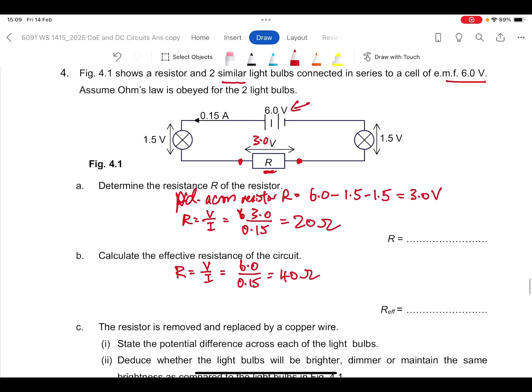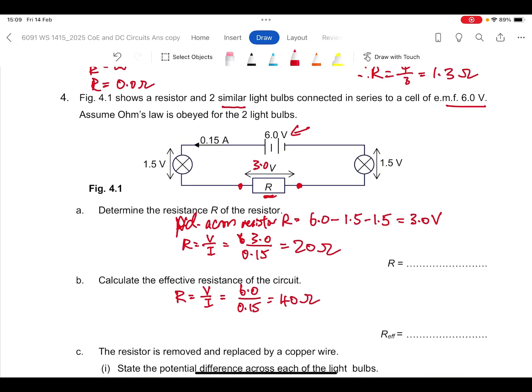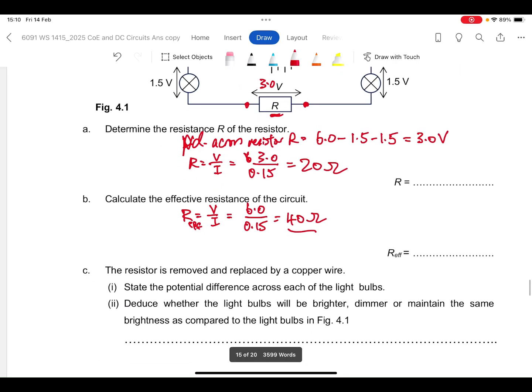So actually, if the question goes on to ask you to find the resistance of the light bulbs, you can straight away tell because the total effective resistance is 40 ohms. R is 20 ohms. So the bulbs together will be 20, because 40 minus 20 is 20. So 20 divided by 2 is 10 ohms each. So you can find the resistance of the bulbs that way.